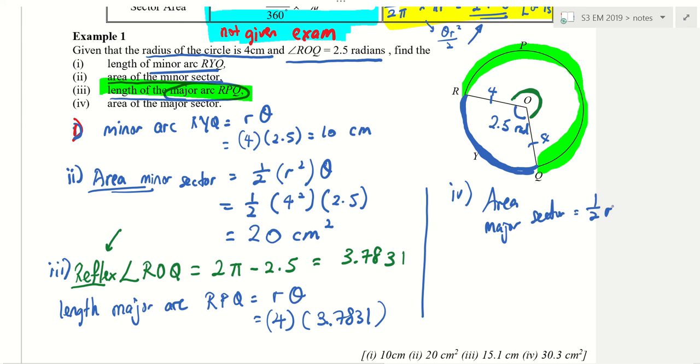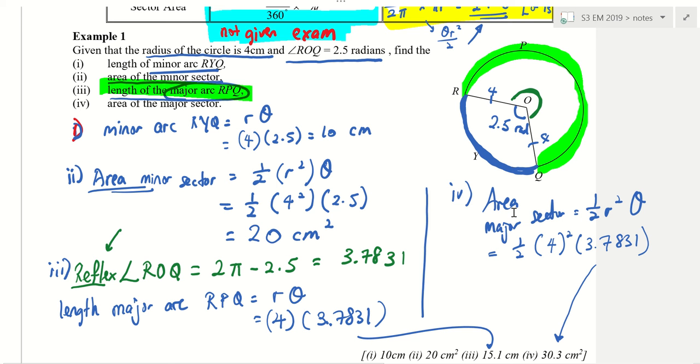Half r square theta. Gerald, what are you asking? Cannot be asking so many things. Gerald, what's the answer? 4 square times, what is the theta? 3.7831. And then you should get the last one. You should get this. Okay?